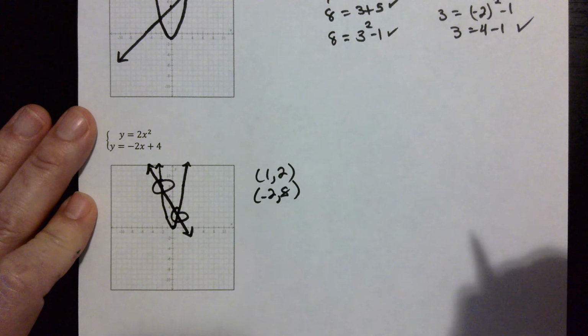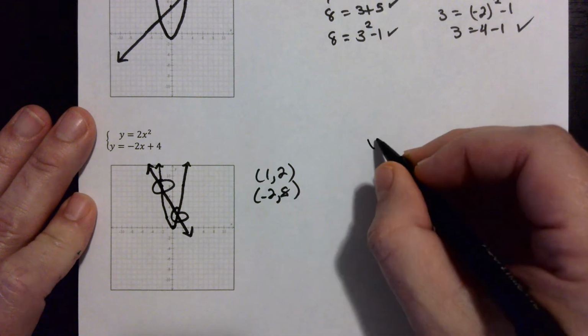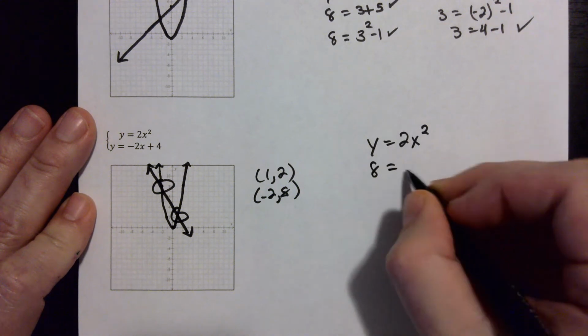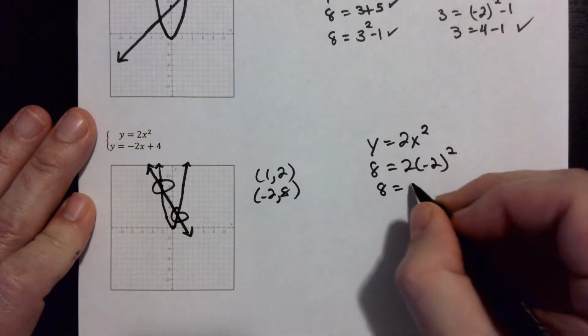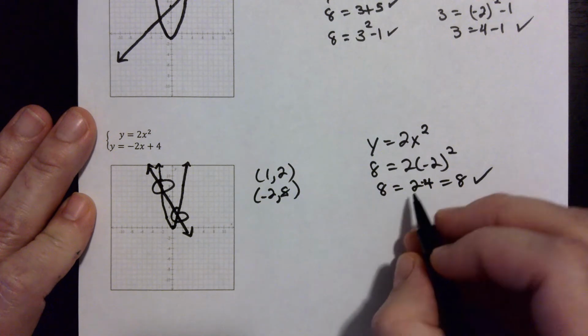Let's just test one this time. I'll test the bigger one, the -2, 8. For the top one, y is equal to 2x squared. I would have 8 is equal to 2 times -2 squared, which is 8 is equal to 2 times 4, which is 8. That's true. Let's plug it into the other one.